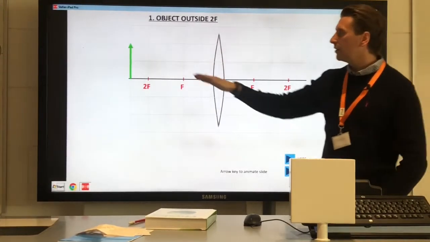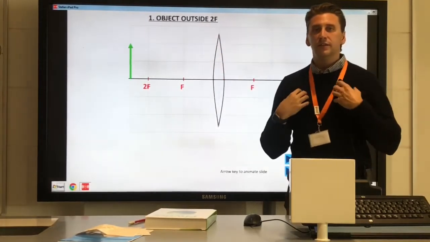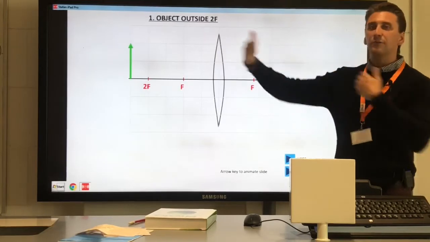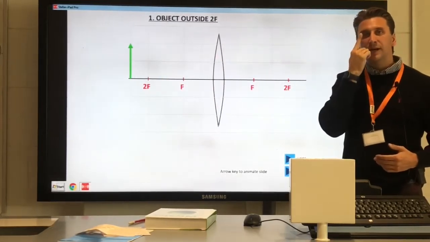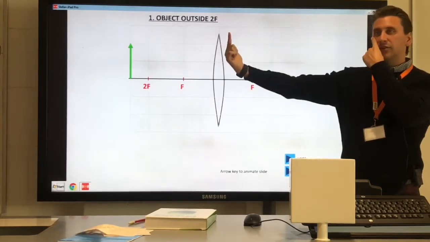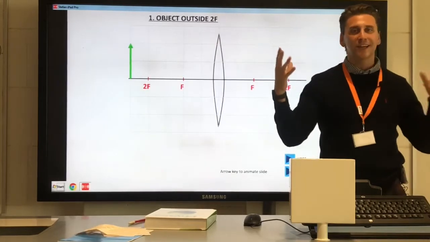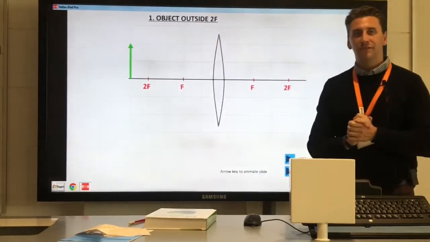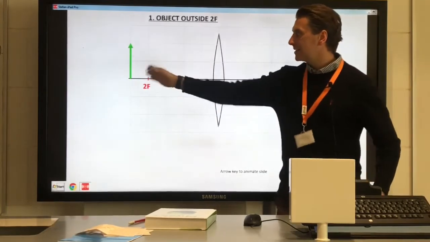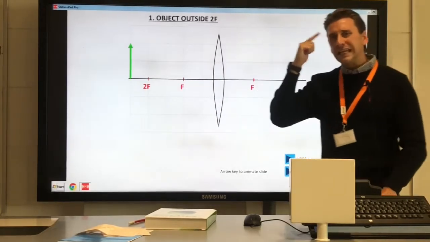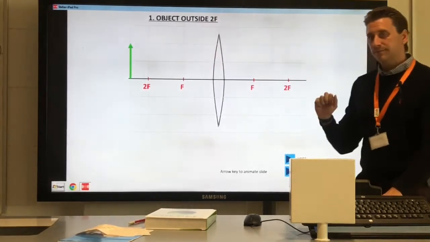Obviously it's not quite to scale. And there's my object. Now I want to know, this object could be anything. It could be me. So for example, somebody looking at me outside of 2F. 2F is twice the focal length of a lens. Now it could be that close to my eye. The focal length could be that long, so twice the focal length would be that long. Most things that you look at through your eyes are outside 2F. Okay, so that's where we're going to start. Anything you see around you is an object like this outside of 2F. But what's the image formed on your retina in your eye of this object?